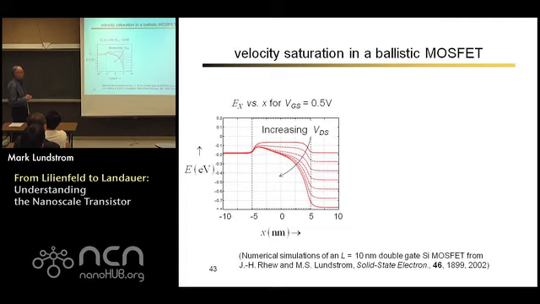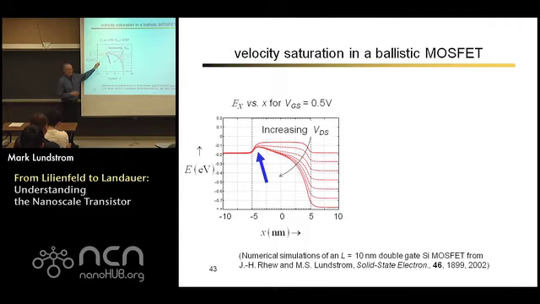Well, that turns out to have a really easy answer. So these are simulations. This is an energy band diagram under high gate voltage, so the barrier is low. And we just keep increasing the drain voltage, so we pull the conduction band in the drain down more and more, and for some reason the velocity saturates.